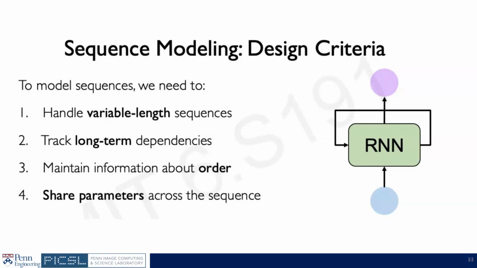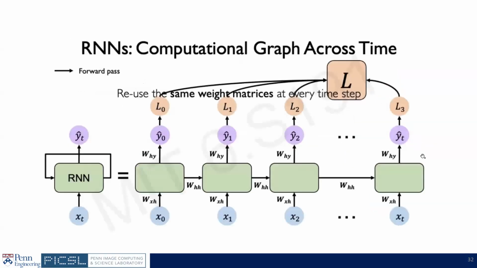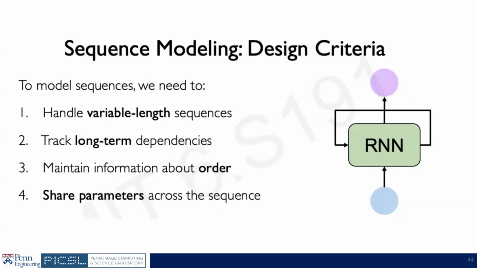Then it should also maintain information about the order. It's very important that you don't jumble up the order, because a simple placement of a comma can change the entire meaning of a sentence in English. So it's really important to maintain that order. And then it should share parameters across the sequence. Basically, all these weight matrices are shared across the entire sequence, so that it attends to the entire input and output. Right? So these are the qualities that we look at when we want to think of an RNN.